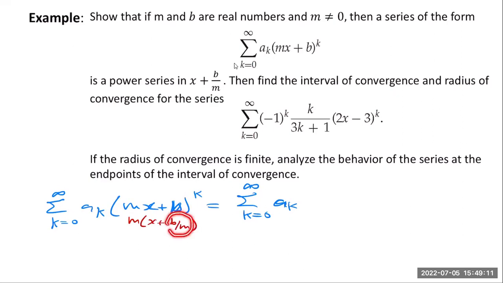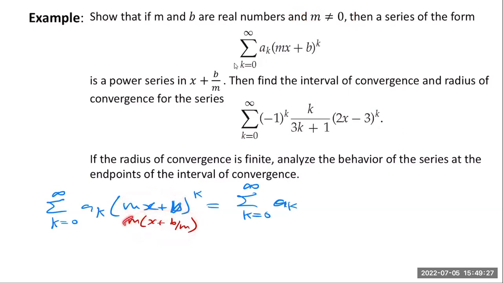This b over m is okay because I am assuming that m is not equal to 0. If m is equal to 0, you cannot do this, because b over m would have 0 in the bottom, and you are in trouble. That's why we need m not to be 0, okay? So if I pull out m from this one, this is what you get.